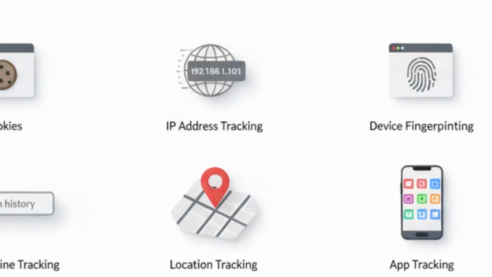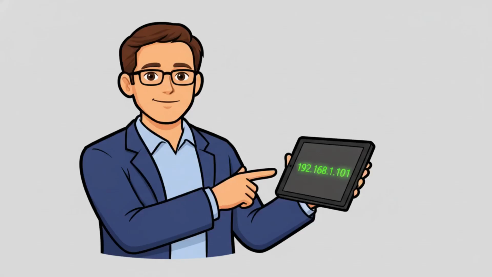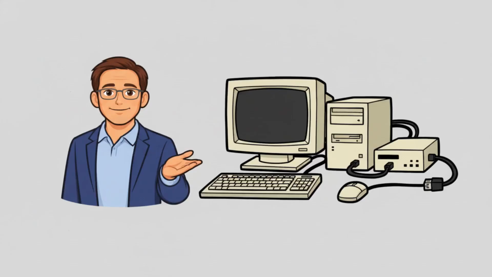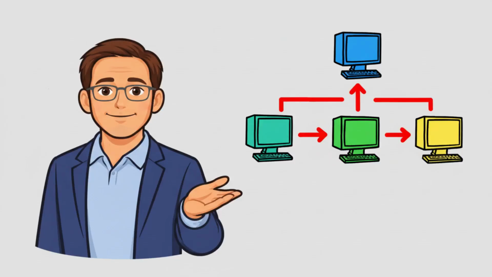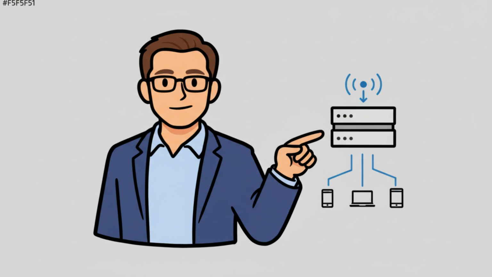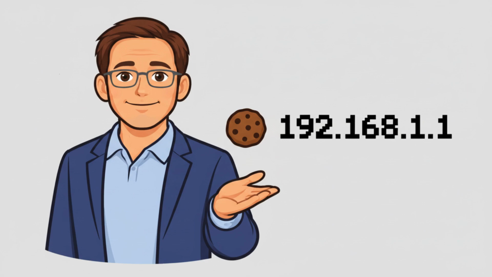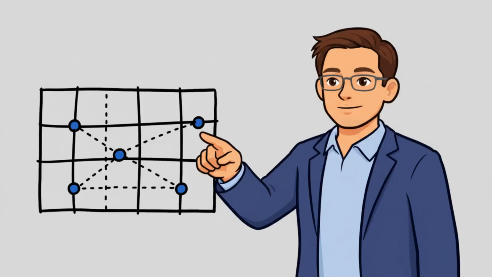IP address tracking. An IP address is a unique number assigned to your device when it connects to the Internet. It has existed since the earliest days of networking as a way to direct traffic between computers. Websites and services use this identifier to understand where requests are coming from and to detect patterns in usage. Unlike cookies, it does not rely on stored files, but instead works at the network level.